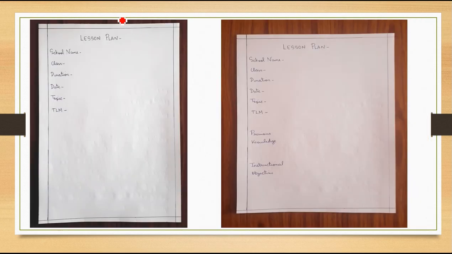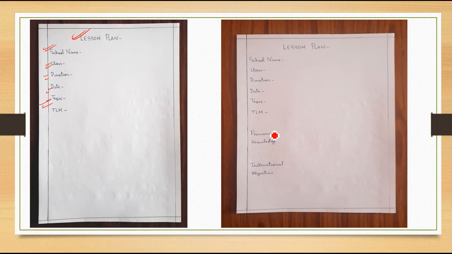Now let's see how it looks in A4 size paper. So have a look at this one first. First you write the heading this way, and then you have the subheading, school name, class, duration, date, topic, TLM. Okay, here you write it and mention it this way, and here you'll fill the blanks as per your information.